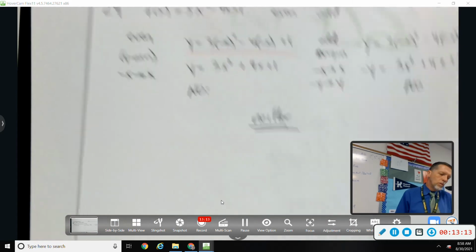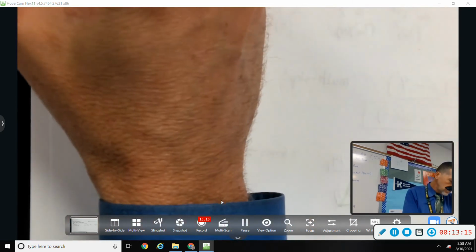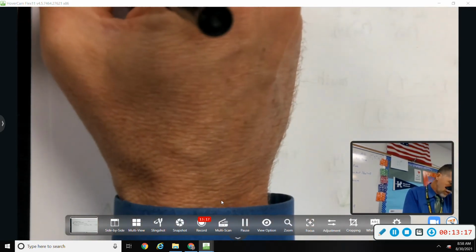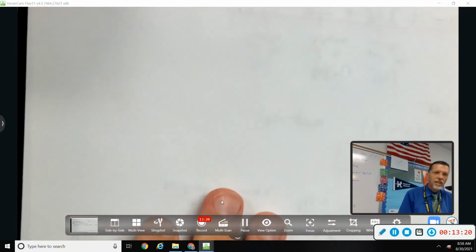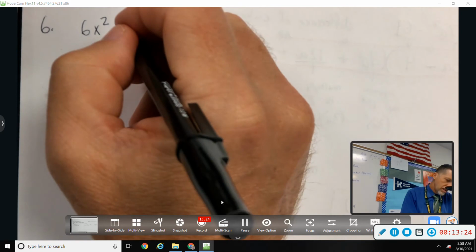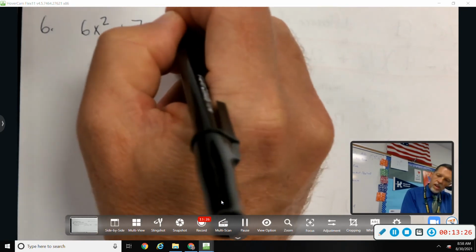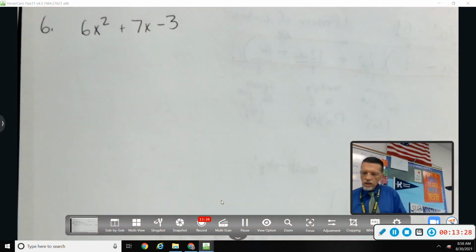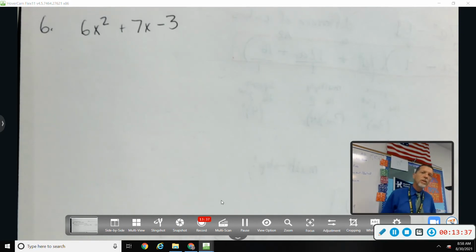Let's do one more. This is the one that messes people up, or people find the most difficult. 6x squared plus 7x minus 3. Like to take out a GCF, but there's not one.